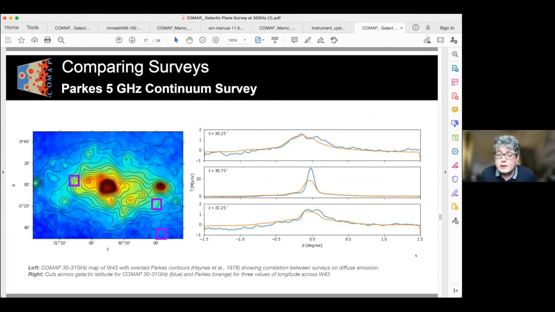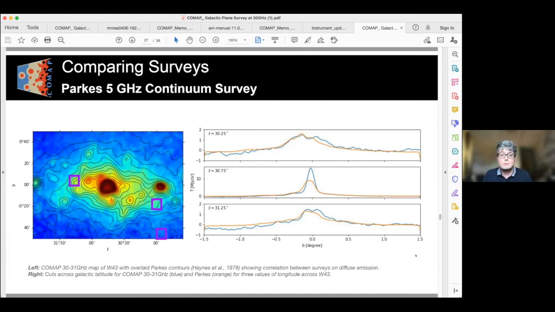Going further and comparing with other surveys, starting with low frequency, comparing with the Parkes 5 gigahertz continuum survey, which is mostly seeing free-free emission. So we'd expect that to track HII regions and that kind of thing. We can see that there is some really good correlation there, particularly in point sources. So it does back up that we are seeing a lot of HII.